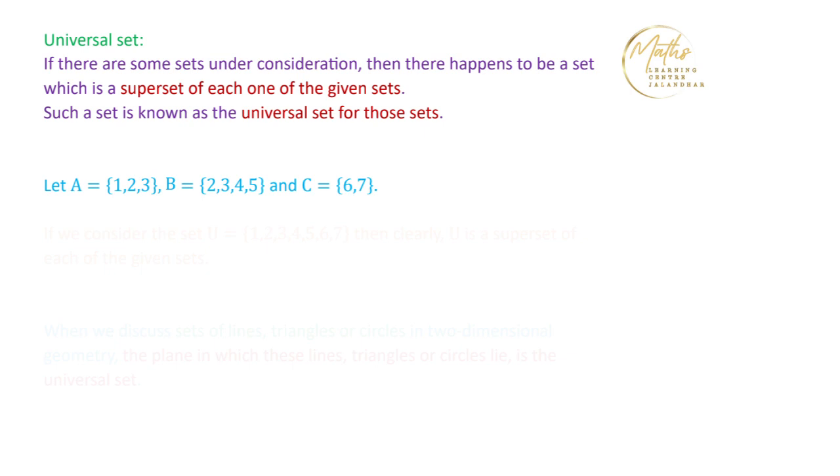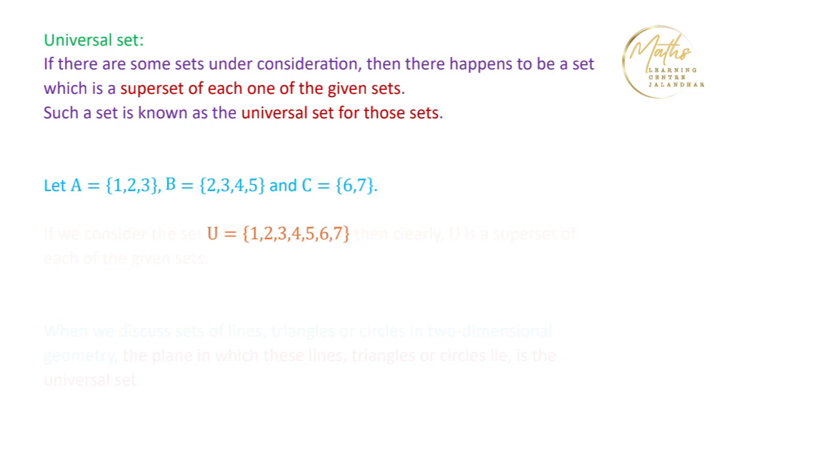So we are writing it in this way. We are writing it as 1, 2, 3, 4, 5, 6, 7. This collection we are representing with U. So this U is a superset of A, U is a superset of B, U is a superset of C. So we are saying that this set U is the universal set for these sets.